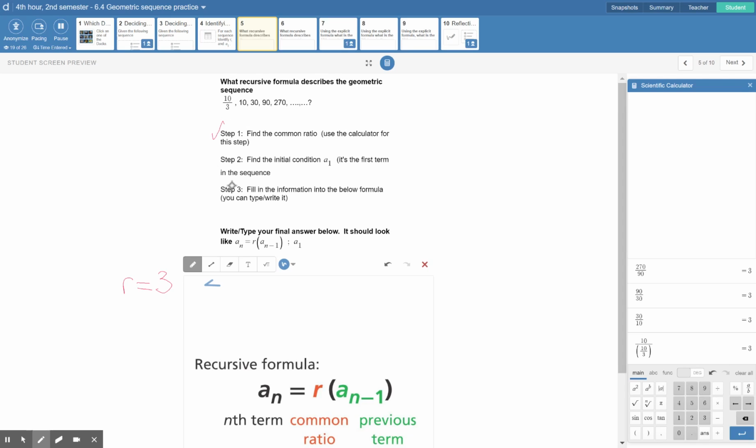All right, got that done. Find the initial value, a sub 1. Our initial value is 10 over 3. You're telling the reader where to begin the sequence.